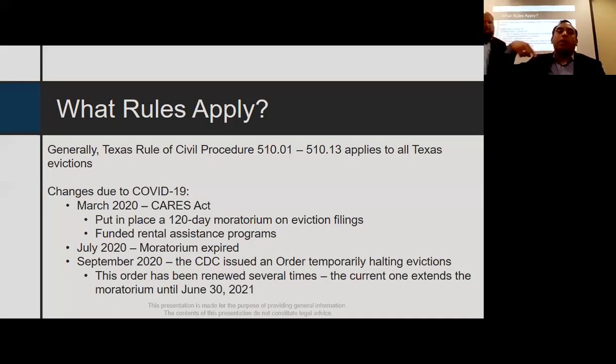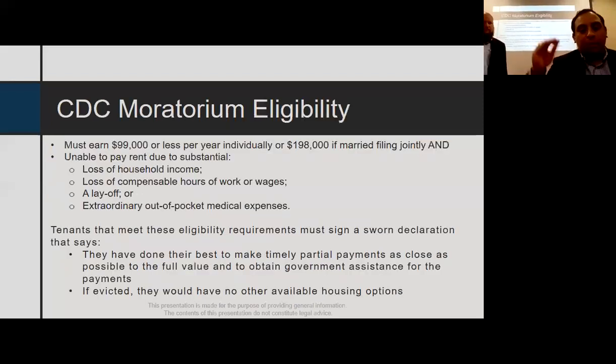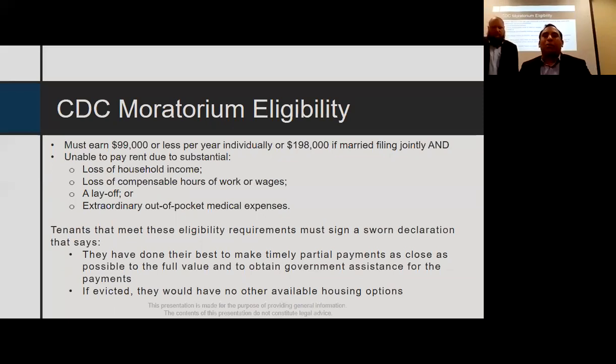Since then, that CDC moratorium has been extended various times, and currently it's set to expire June 30th of 2021. Before I get to more of the timeline, who was eligible, or who is eligible, under the CDC moratorium? Well, anybody who earned less than $99,000 individually or $198,000 married filing jointly.